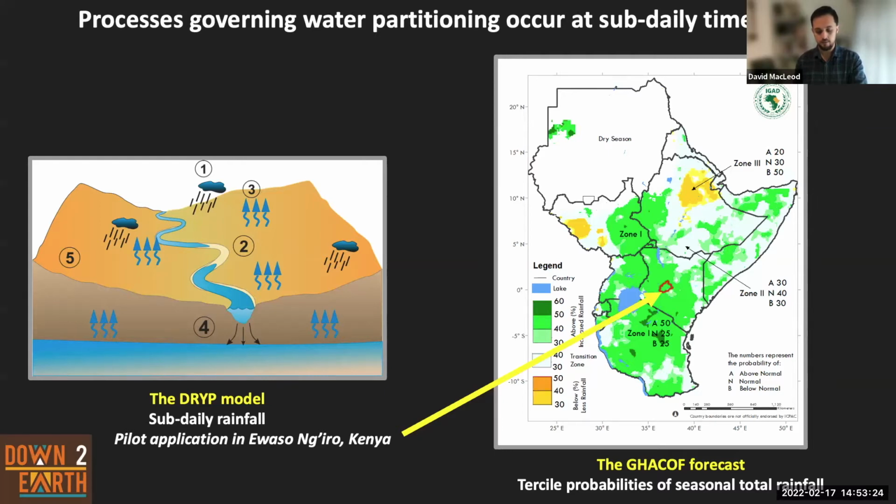And that's exactly what we've developed with the DRIP model, shown on the left, which we've run for a test basin for a pilot application in the Upper Ewaso Nyiro Basin in Kenya, indicated in the map on the right. We've run historical simulations for this over the past 3 or 4 decades, where gridded sub-daily rainfall data is available. And then on the right, we have the GHACOF forecast.